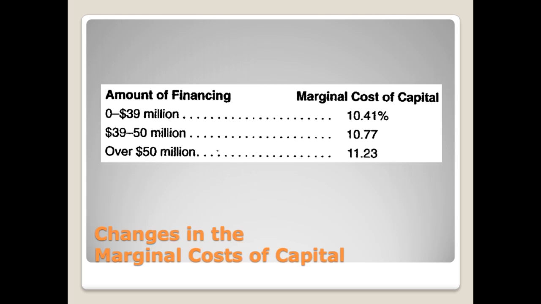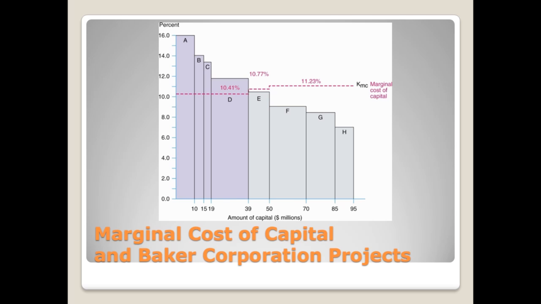Amount of financing for marginal cost of capital is shown for 0 to 39 million, and the percentage is shown there on the right hand side. Again, the marginal cost of capital we show increased 2.77, then 11.23, showing the marginal cost of the increase.